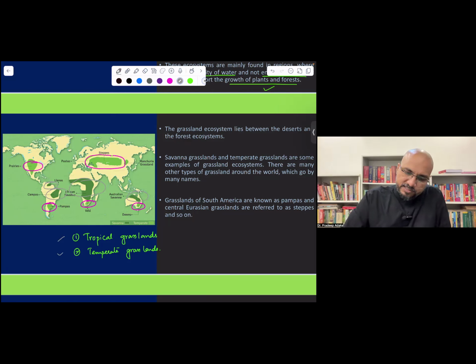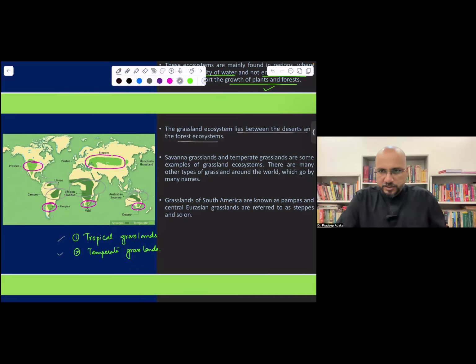So grassland ecosystems lie between desert and forest ecosystems. So they are transitional. They are in between desert and tropical forest. So savanna grassland and temperate grassland are some examples of grassland ecosystem.